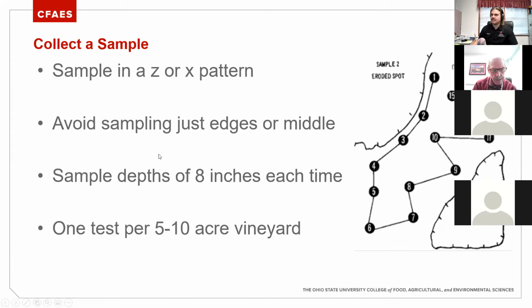All righty. And just to go back, I said avoid sampling just the edges or just the middle. You really want to get a good representation of that whole area. So not just in the row. You want to be sampling basically anywhere that grapes will be. If the roots will be pulling nutrients from that area, that's where you want to be sampling.